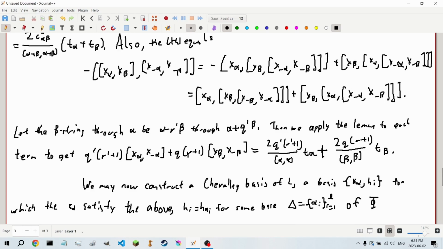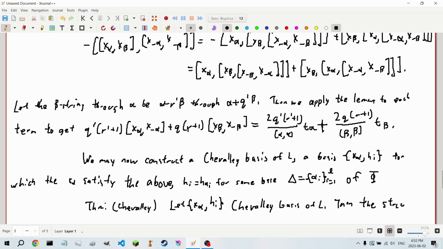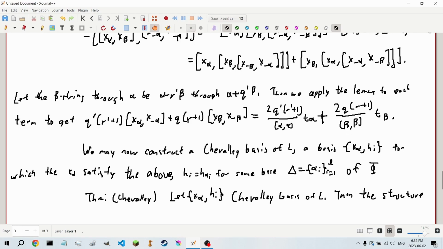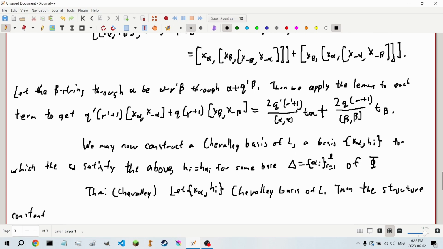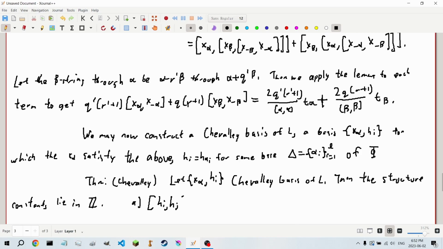of phi. And this leads us to a theorem by Chevalley. We're going to let our collection of x alpha across a root system and hi from 1 through L be the Chevalley basis of L. And then the structure constants lie in Z, the integers, and more precisely, first off, the bracket of hi and hj is 0.